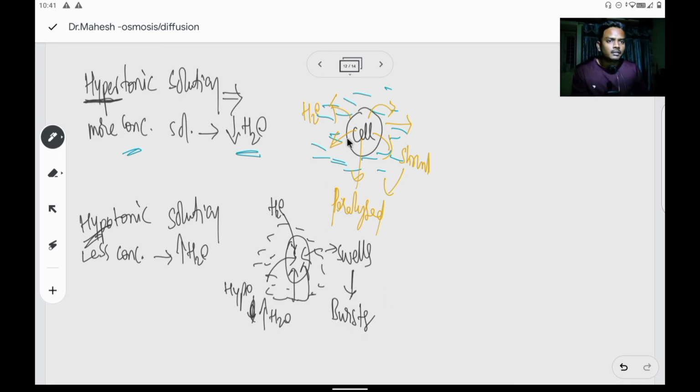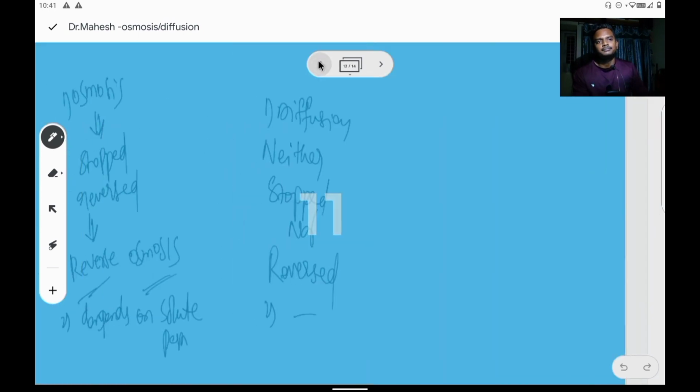Understand? This is a cell membrane. This acts as a semi-permeable membrane. You understand what process is happening here? Osmosis is happening here. It is an example of osmosis, but I am just stressing the words hypertonic solution and hypotonic solution. Hyper means more concentrated, less water, so it draws water from the cell and the cell shrinks. Hypo means less concentrated, more water, so water goes inside the cell. The cell swells and bursts. Understand?